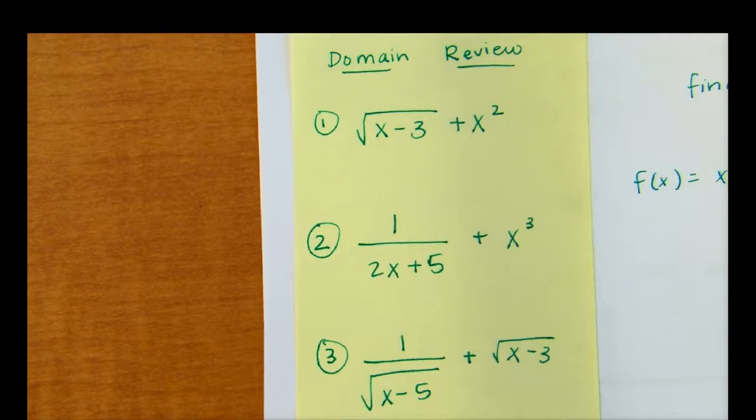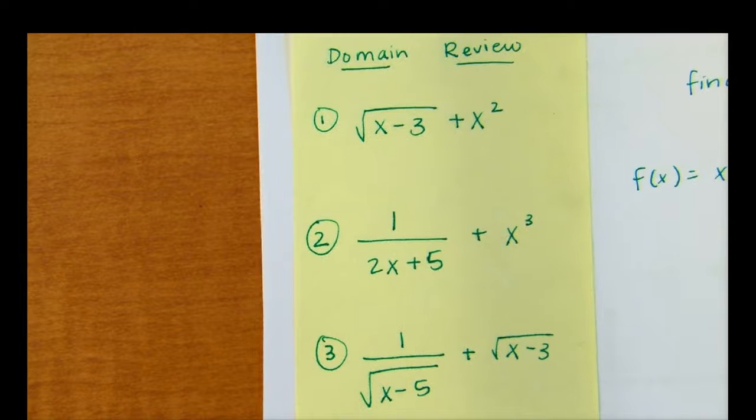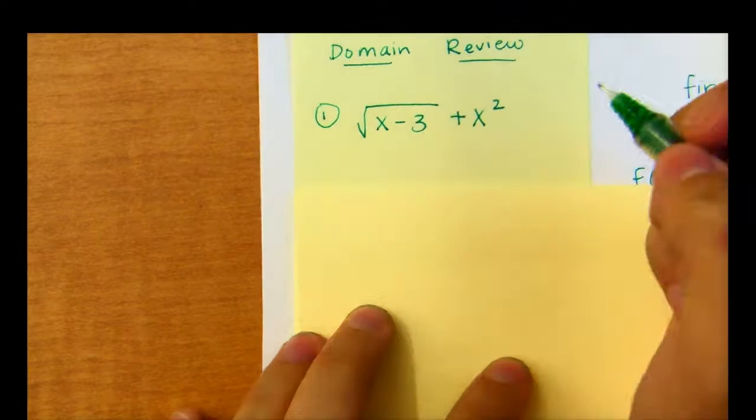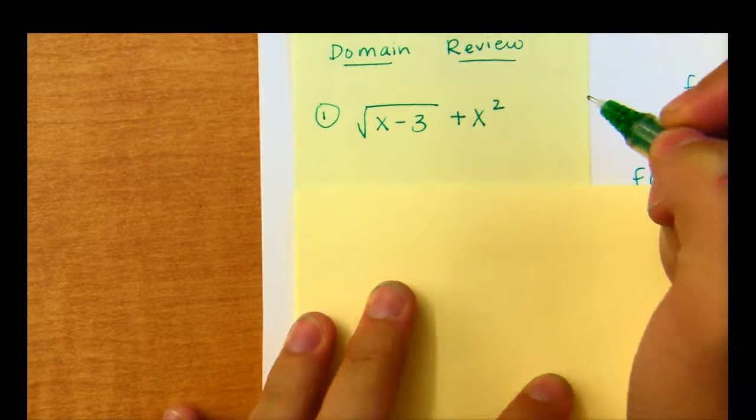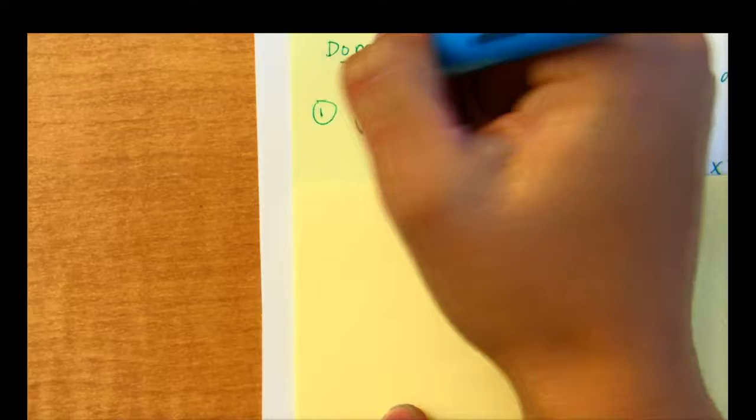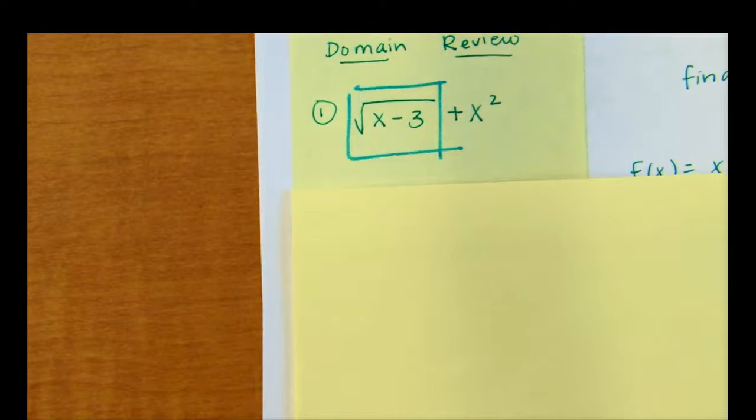Okay, we're going to spend about 4 minutes going through these three, just as a reminder, because domain is going to come back at the end of this unit, and I want to make sure that we don't forget. So for this first one, the square root of x minus 3 plus x squared. When you're finding the domain, you want to figure out where your restriction in your function is and what that restriction is. So this square root of x minus 3 is my restriction.